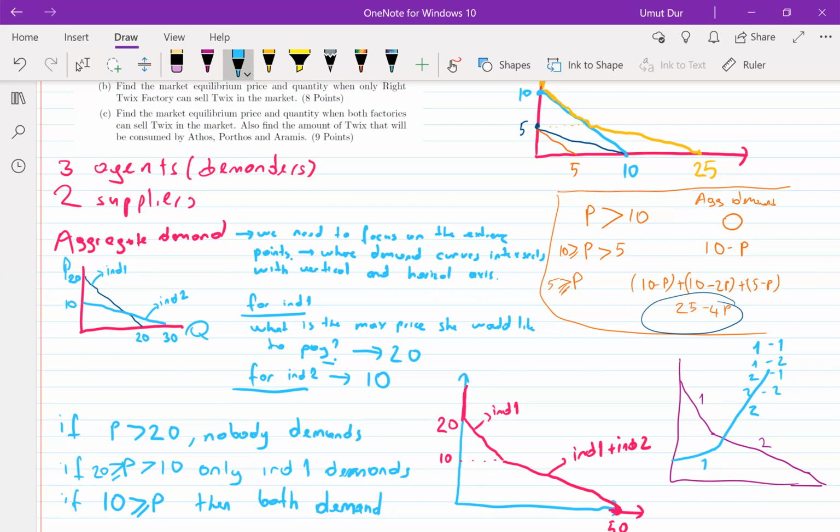But for part A and part B, you need to understand it very well. Any other questions?